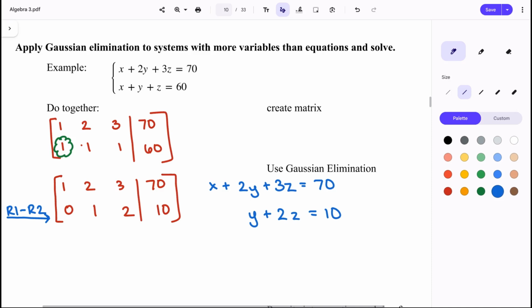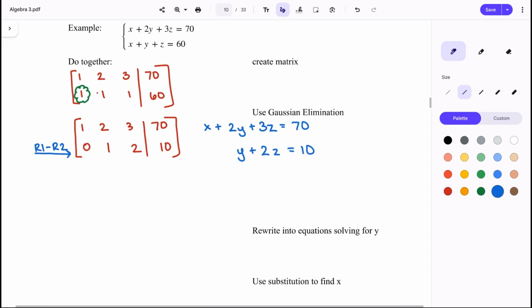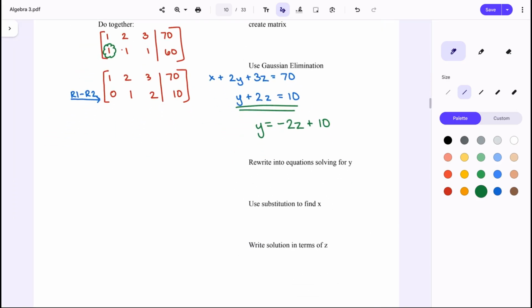Remember what we're trying to do is rewrite my x and my y in terms of z so that I can write out an ordered triple down below, and I want them all to have the letter z involved. So let's focus on this one first because it's easier. How do we solve this for y? Minus the 2z. So it would say y equals negative 2z plus 10.